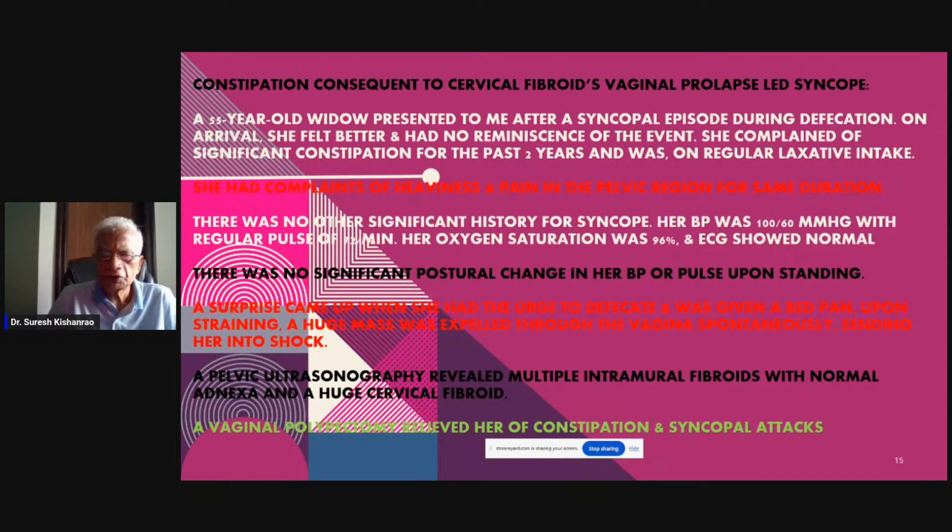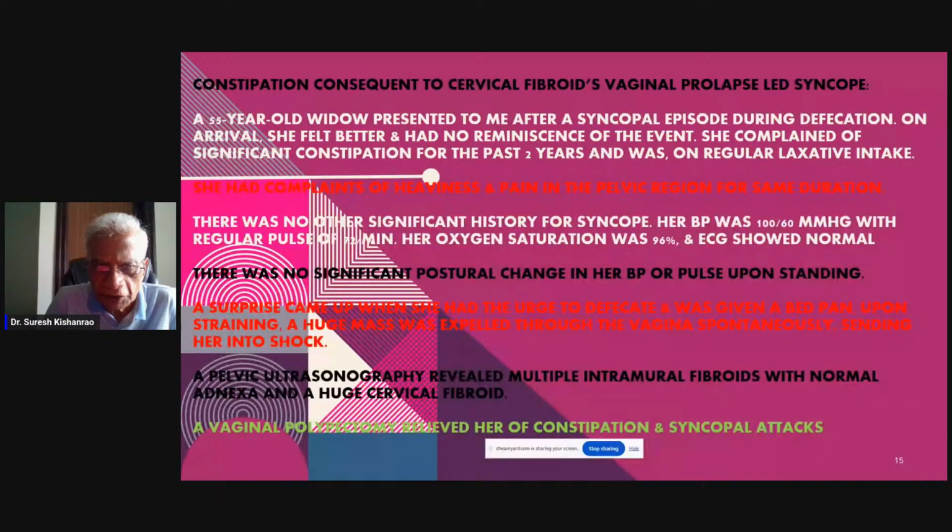However, her BP was 100/60 with regular pulse of 72 per minute. Oxygen saturation was also normal at 96. ECG showed normal findings. There was no significant postural change in her BP. But what happened was, while she was with us, she got a symptom of defecation. She said, I want to use the toilet. She was given a bedpan, and during this process, she went into syncope again.